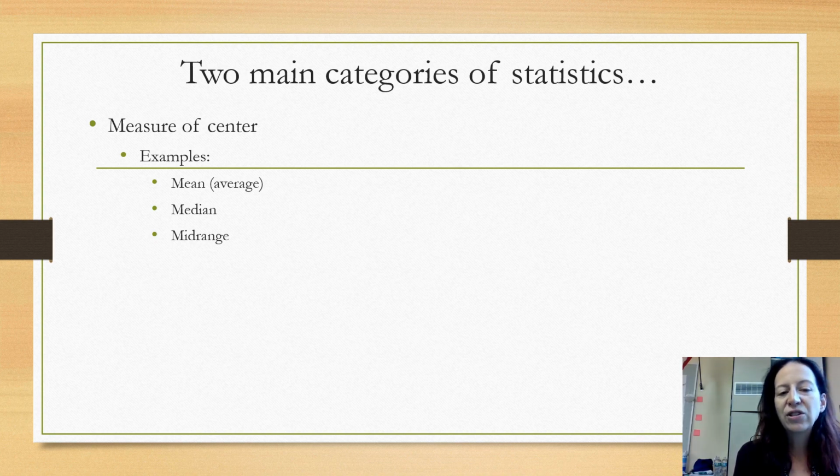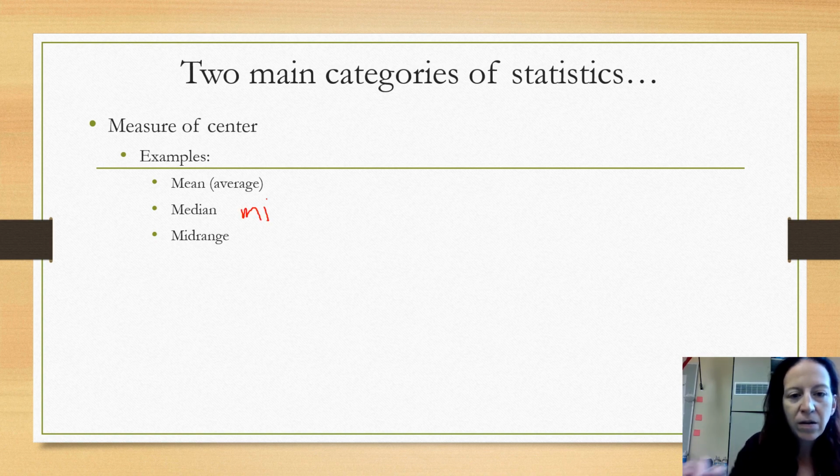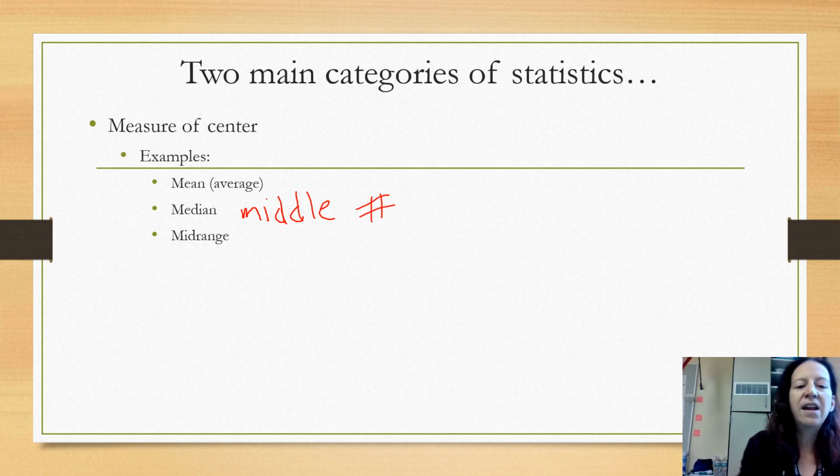The median, which is defined as the middle number, so I'll go ahead and write that in. I don't know if it'll let me do it with my hand. Oh, it will. There we go. The middle number in the data set, when the numbers are listed in order from least to greatest or greatest to least, I would encourage least to greatest. And then something called the mid-range.